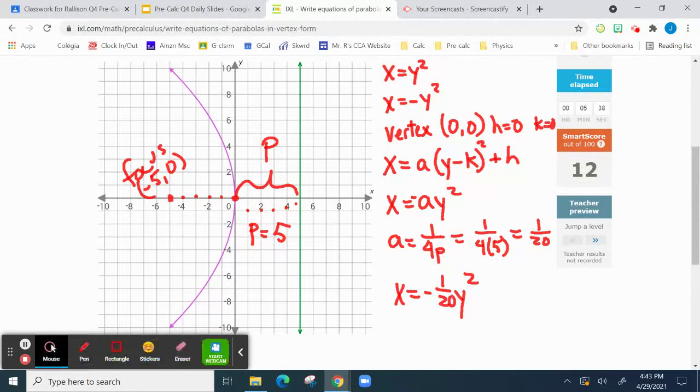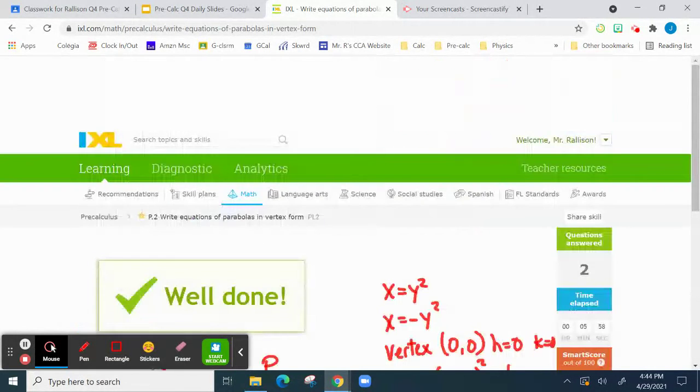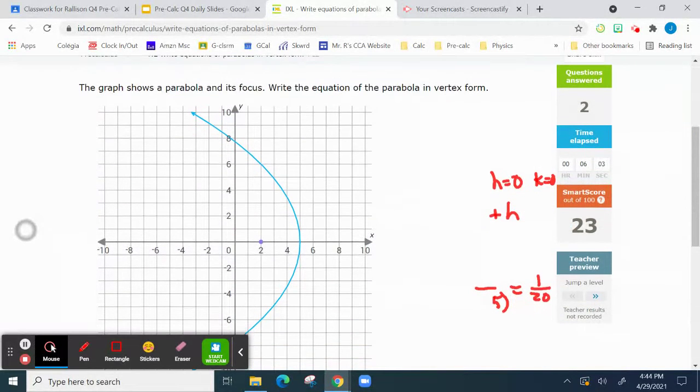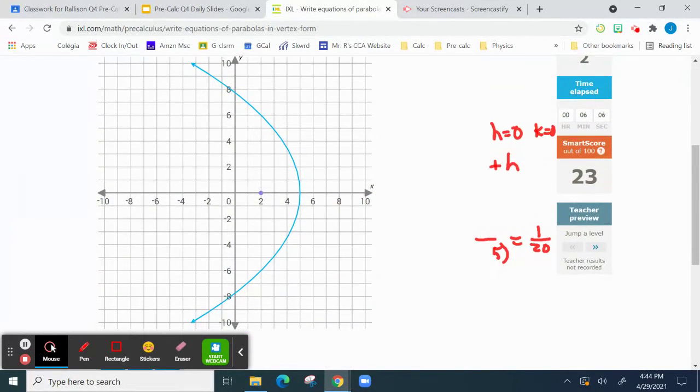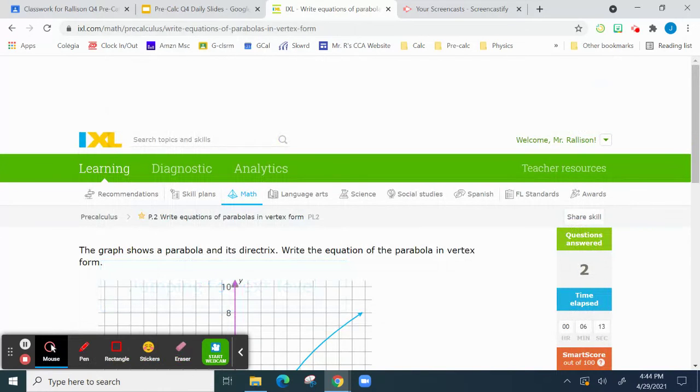And now we'll put it in and see if I'm right. x equals negative 1 over 20 y squared. Submit. Good. All right. That is basically the same problem. So you know what I'm going to do? I am going to hit the skip a level and see what we see.